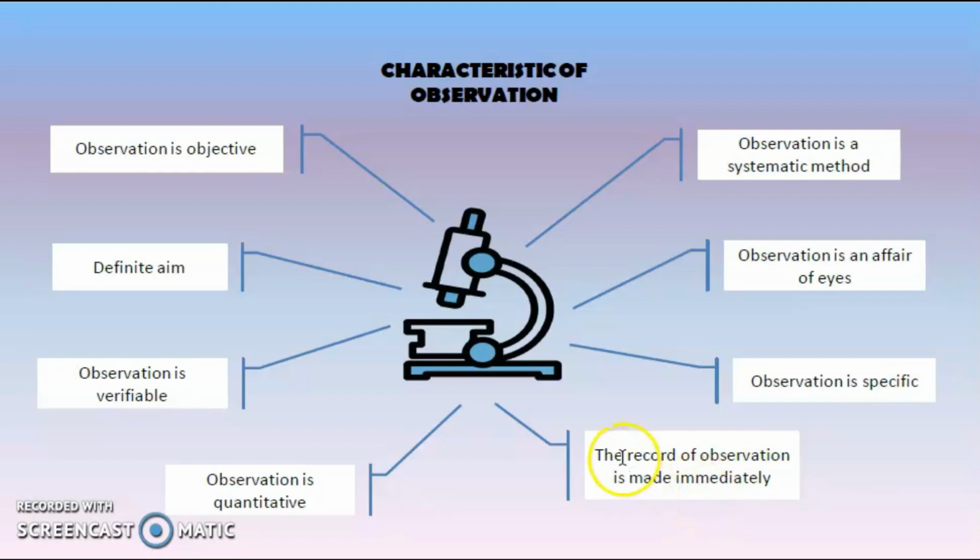And the last one, the record of observation is made immediately. During the observation period, it is very difficult on the part of the observer to remember each and every element of observation. He may forget much important information. If we rely on memory, the factor of forgetting will enter and affect the data of observation. Therefore, the observer should record all important information as soon as the observation is complete.